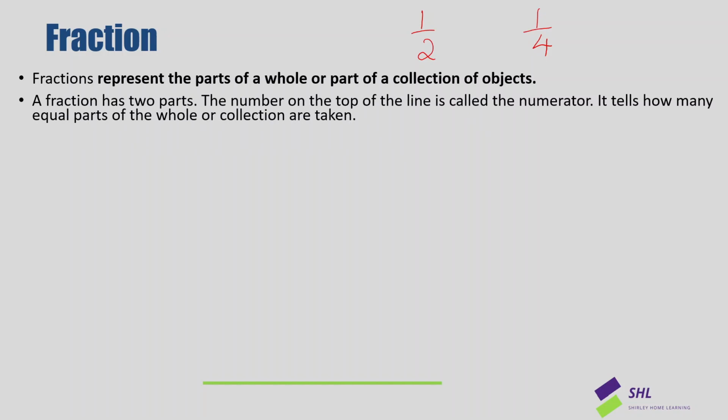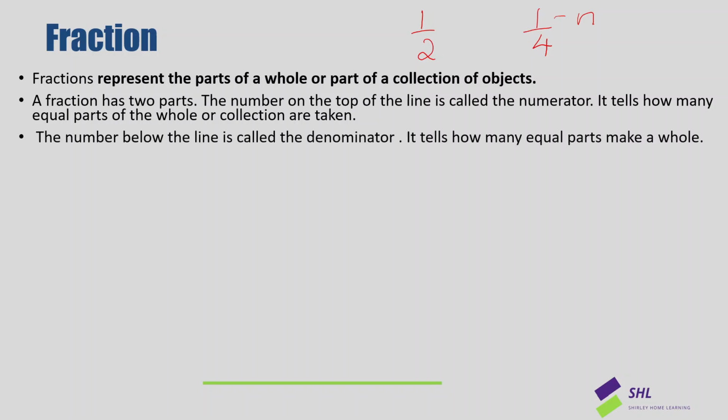A fraction has two parts. The number on the top of the line is called the numerator. So this one, I'm just writing the letter N, so that is the numerator. It tells us how many parts of the whole or a collection are taken. And the bottom bit or the number below the line is called the denominator. It tells us how many equal parts make a whole.